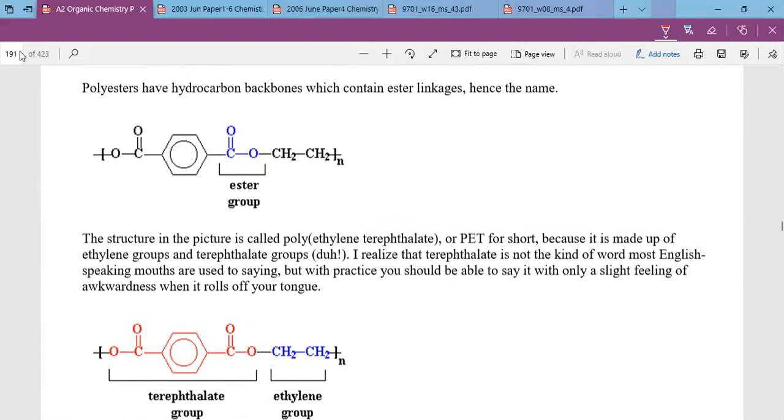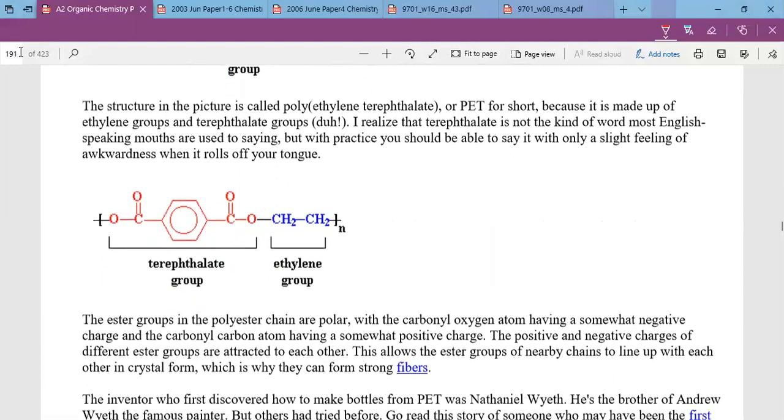Now, it's bad here. To O here, this should be the correct one for your repeat unit, see? Sometimes these books are not very good.